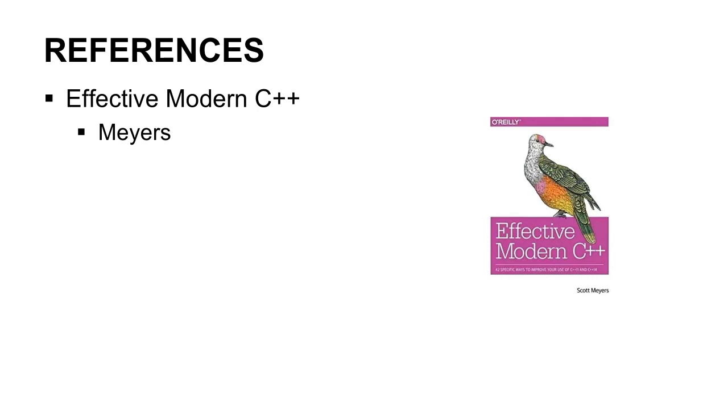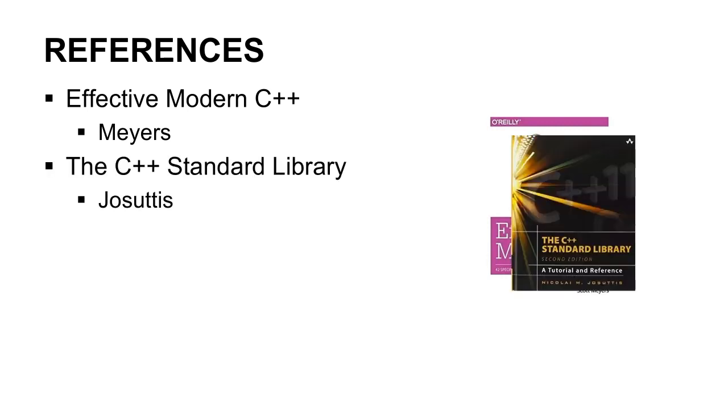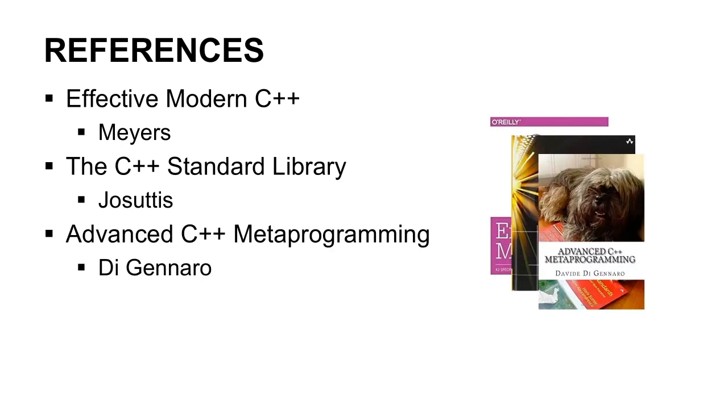Then we've got Effective Modern C++ by Scott Meyers. His books on Effective C++ are classics, and he's updated Effective C++ to show us how to make use of a lot of the stuff that's come in C++11 and 14, and that of necessity includes a lot of template material. Then there's the C++ standard library reference by Nicolai Josuttis. The standard library is heavily based on templates, so this is a very good guide to how to use the classes and functions within the library. Finally, if you're really interested in template metaprogramming, Advanced C++ Metaprogramming by Davide Di Gennaro will show you exactly what you can do with this very interesting technique.